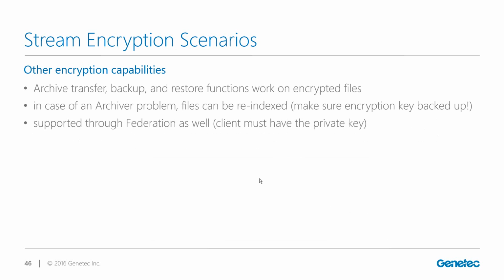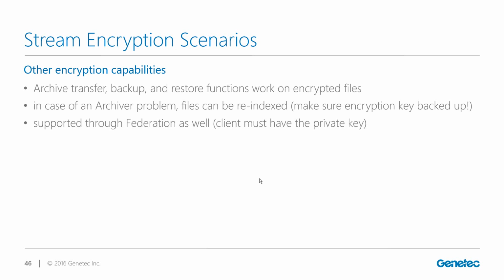Now, other things that it can do in terms of encryption, we can do the archiver transfer, backup, and restore functions. Those work on encrypted files just like before. In case we have an archiver problem, we can still reindex the files. Just one thing, you've got to make sure that the encryption file is backed up.